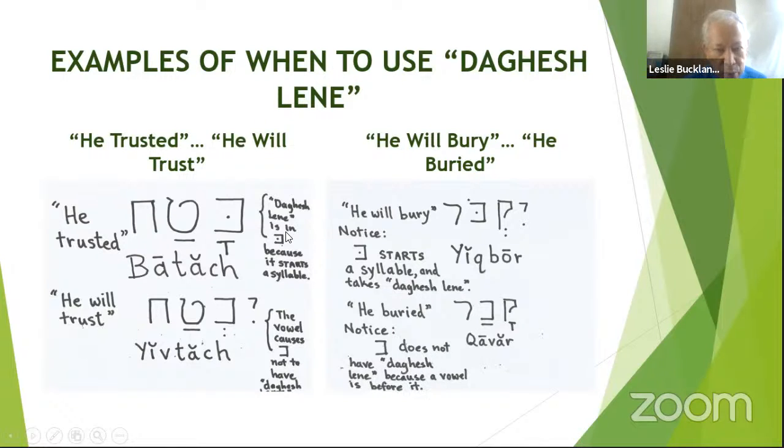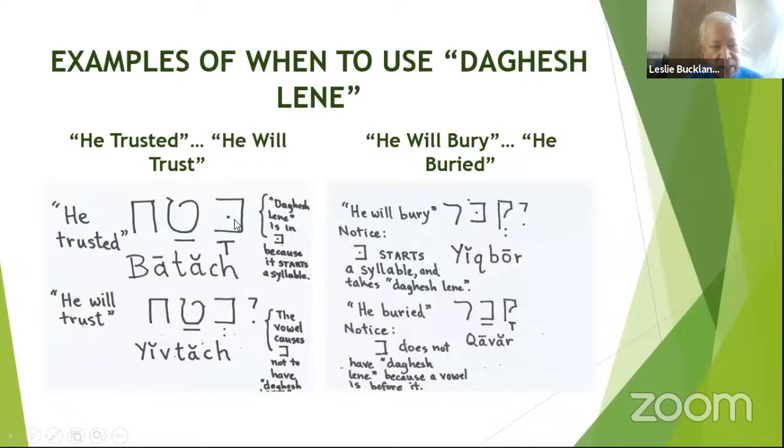So let's go through this one more time. One of the conditions for putting Dagesh Lenny in vase is if it starts a syllable, whether it is in the beginning of a word like batak, or in the middle of a word like yikbor.